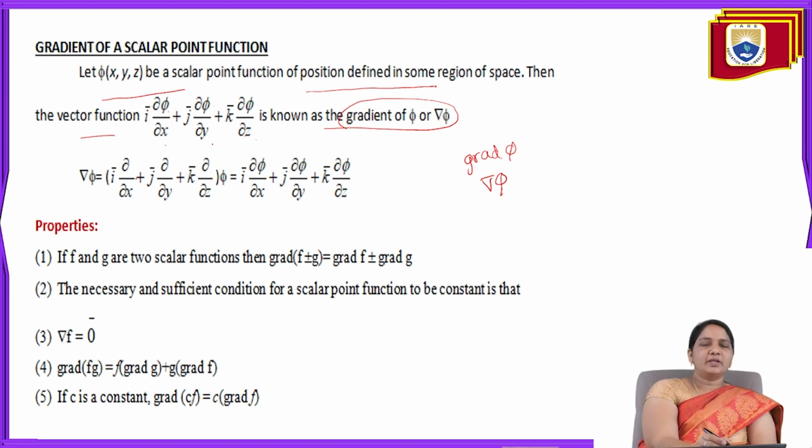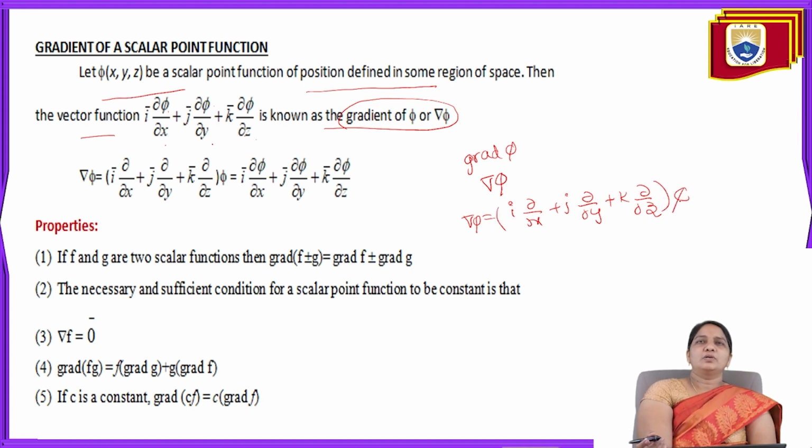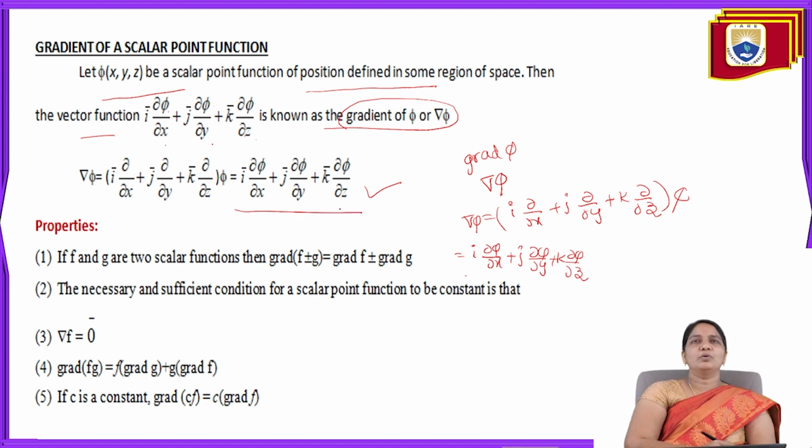So here del phi equals, with del already given in the form i ∂/∂x plus j ∂/∂y plus k ∂/∂z, and then we apply it to phi. So I can write this as i ∂phi/∂x plus j ∂phi/∂y plus k ∂phi/∂z. So del phi equals i ∂phi/∂x plus j ∂phi/∂y plus k ∂phi/∂z.